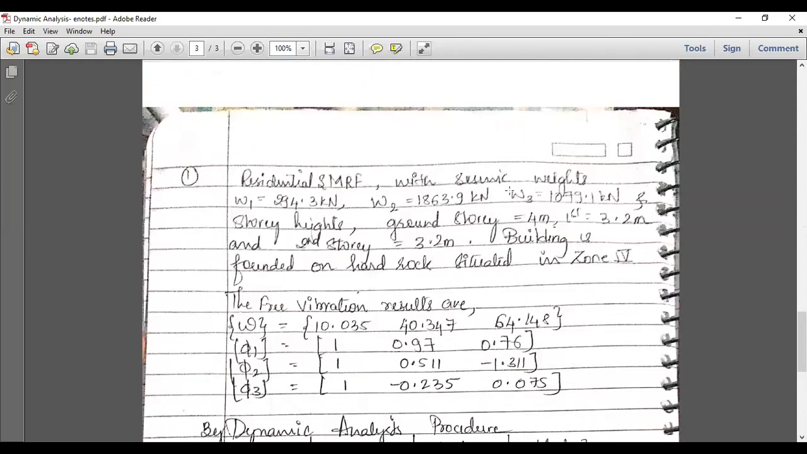I've taken a small example here. I'll be solving this in the next video of mine, which is the same numerical we have already done by static analysis. It will be better to compare, that's why I've taken the same thing.